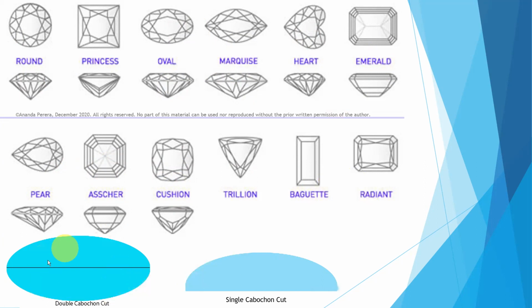This is called double cabochon. This is single cabochon, one side only cabochon cut. Both sides are cabochon, so it is called double cabochon. This is called single cabochon.